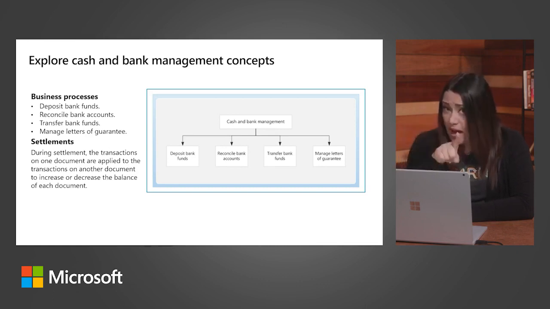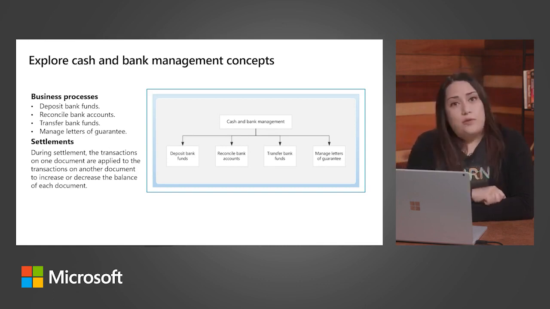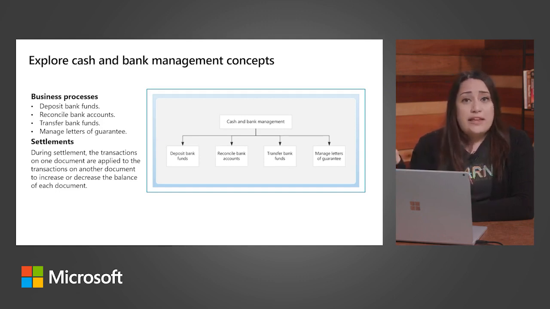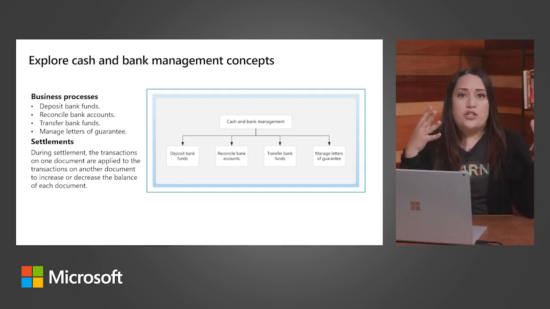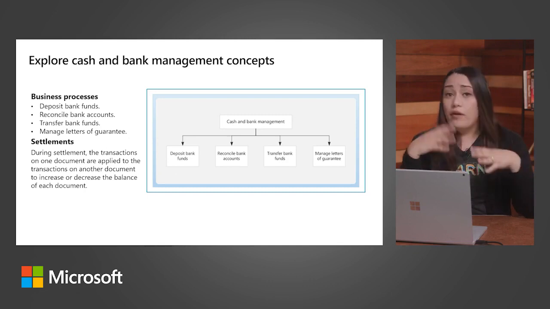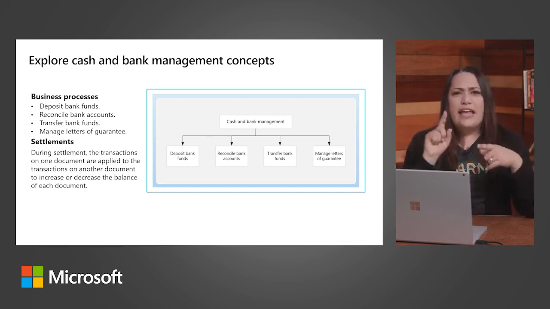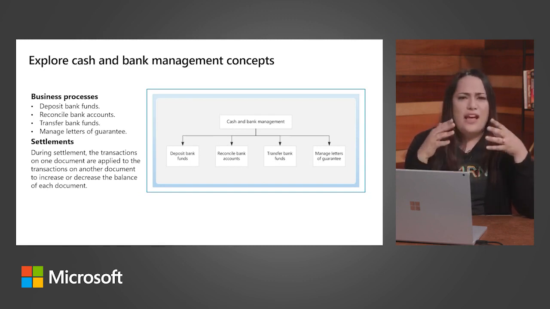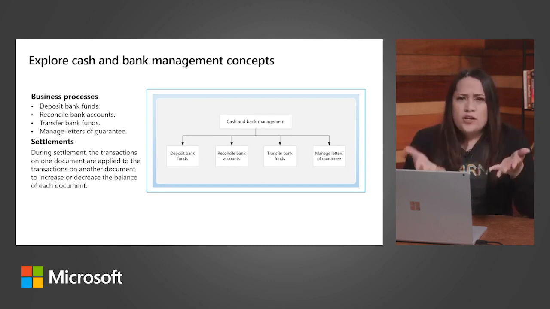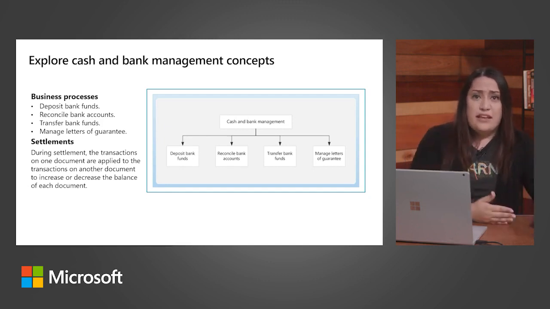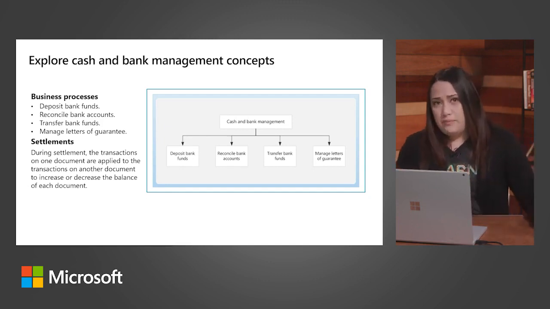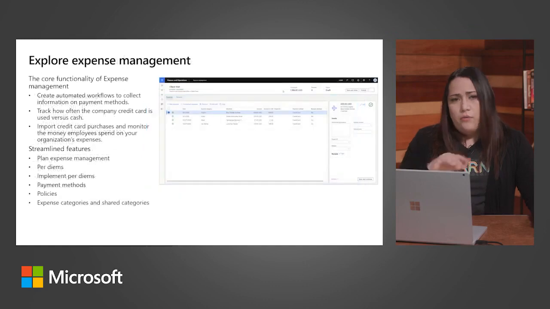Now, if that happens, you may need to process a settlement. And a settlement can occur between any transaction type that affects the vendor balance or the customer balance. And these can be transactions like invoices, payments, credit memos, and fees. Really, any transaction that can be settled against any other transaction type. Now, that's just the management of your bank accounts.